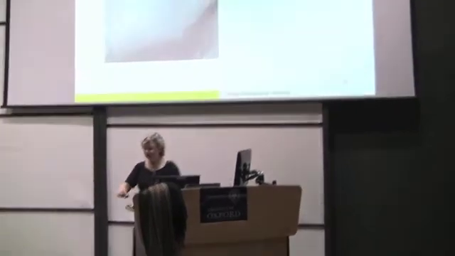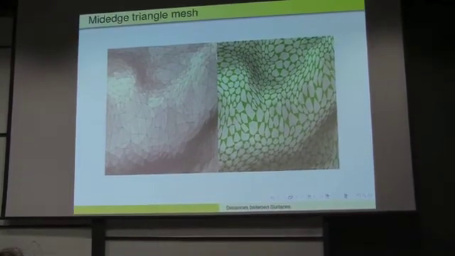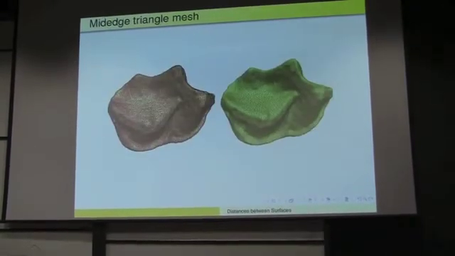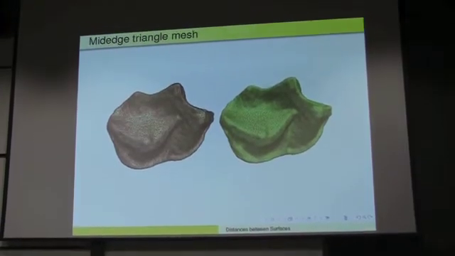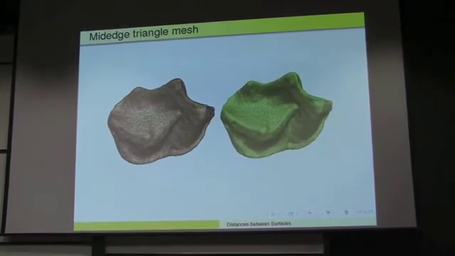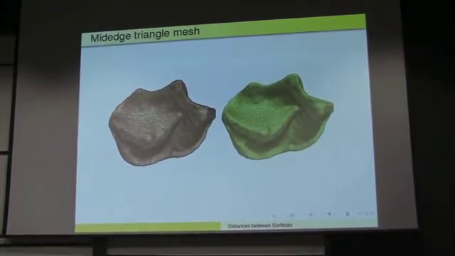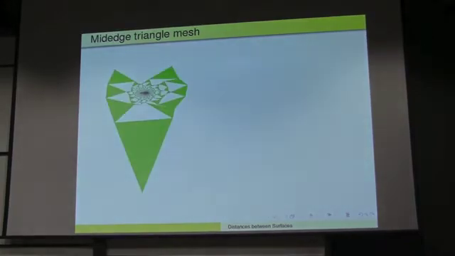Okay, so this is what happens to a piece of my tooth surface, and here you have the mid-edge triangle mesh. This is, on the left, the tooth and the mid-edge triangle mesh. Now this is a tooth of a mouse lemur, a leopard lemur, which is an animal this big. So you can imagine its second molar on the bottom left is kind of a bit blown up.